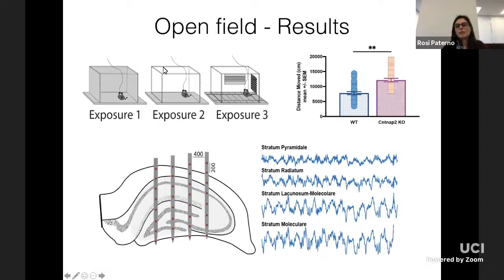This is an example of while they were performing the behavior, we recorded local field potential. And this is an example of the silicon probes that I used. You can see here how we can record across the different layers of the hippocampus. And this is an example of the local field potential across the different layers, in particular the CA1 area, stratum pyramidale, radiatum, and lacunosum moleculare, but also the dentate gyrus. And from the local field potential, it's important to notice by eye already how different the local field potential is, because each layer carries different information.